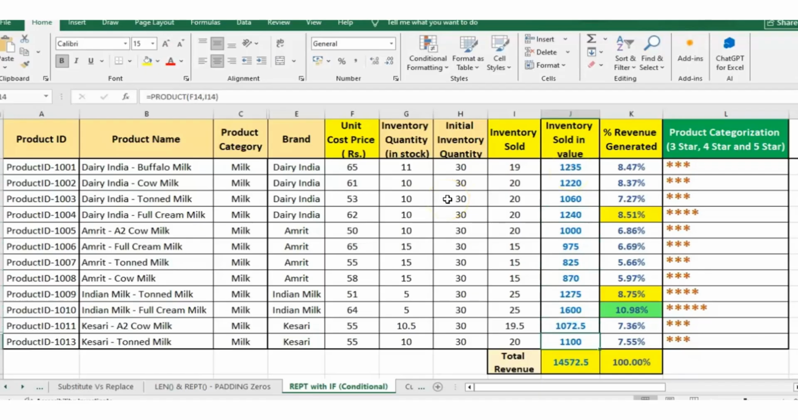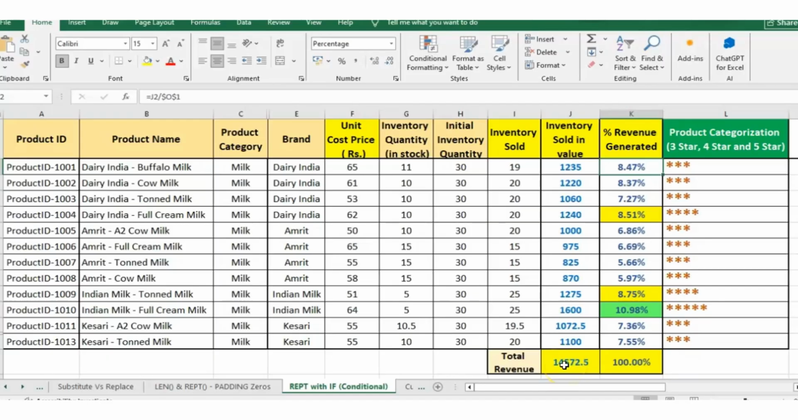Once we have the revenue generated, we can calculate the percentage revenue generated for each product. So for the first product, the inventory value was 1235. Total revenue that will remain fixed for all the products, it is having a value of 14572.5. Inventory sold in value divided by the total revenue gives us the percentage revenue generated by the selected product.